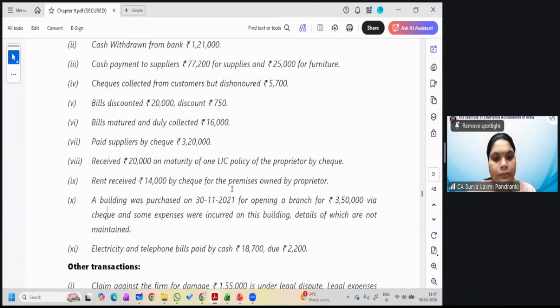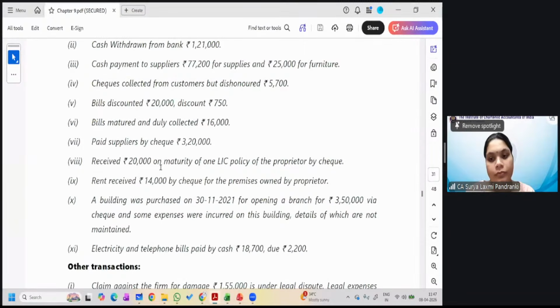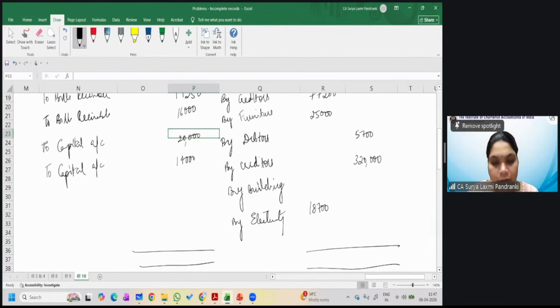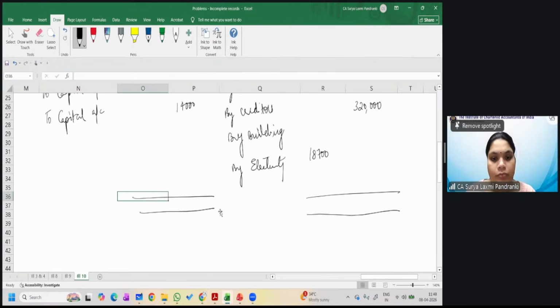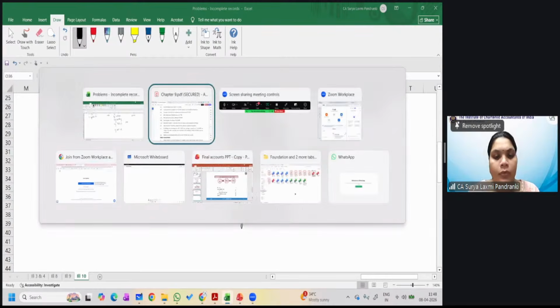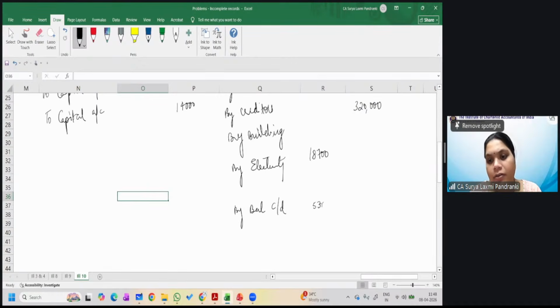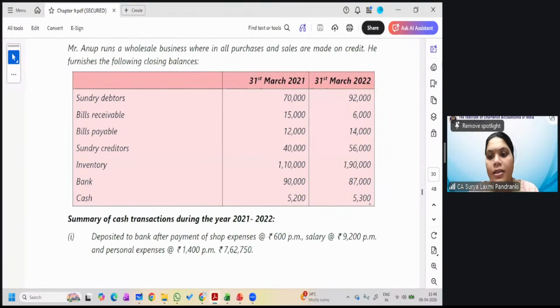By balance carried down is what remains. You'll have two balancing figures here, one in the cash column and the other one in the bank column. So tell me the balancing figure in the cash column. 5300. $5,300 is the cash, right? And bank is 87,000.